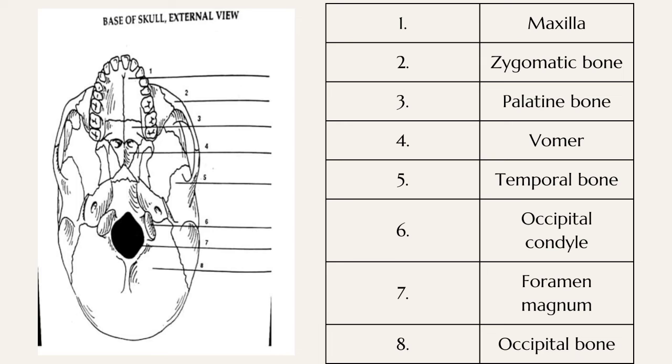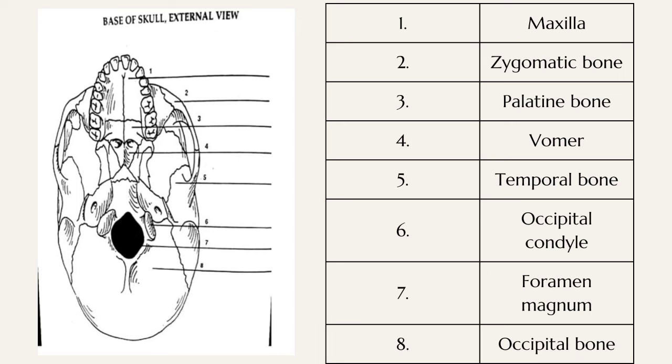Number 7 is foramen magnum. The foramen magnum is the largest foramen of the skull and is part of the occipital bone. It is a passage of the central nervous system through the skull, connecting the brain and the spinal cord. Number 8 is occipital bone.